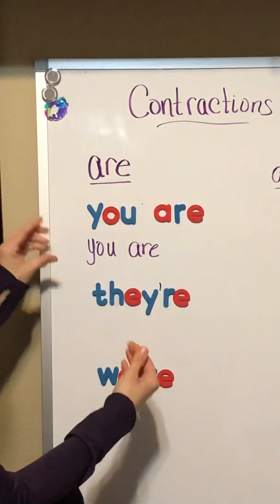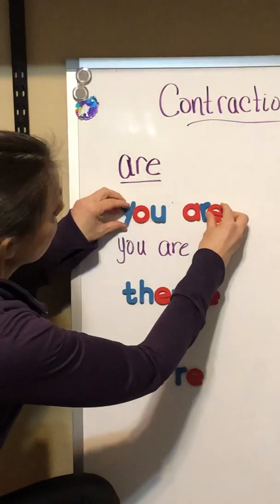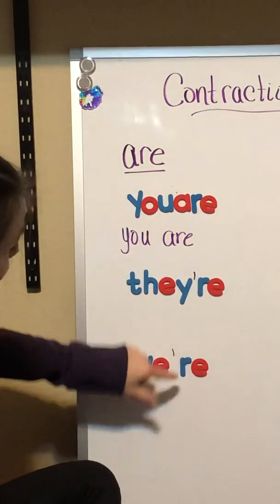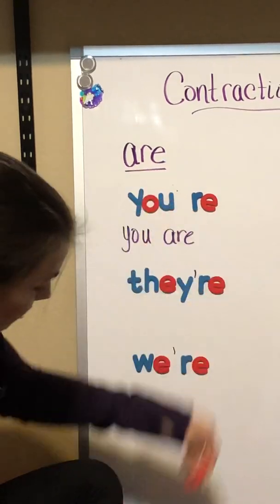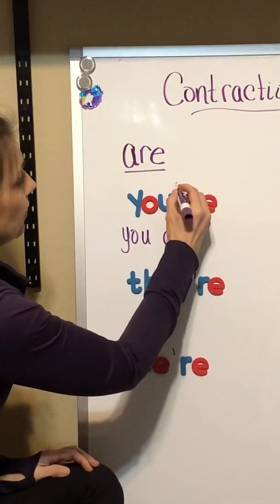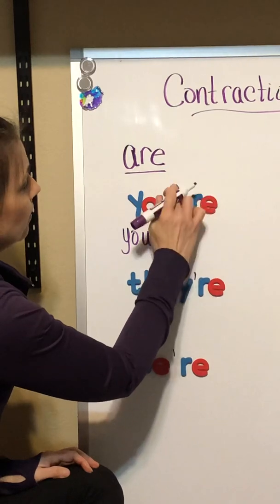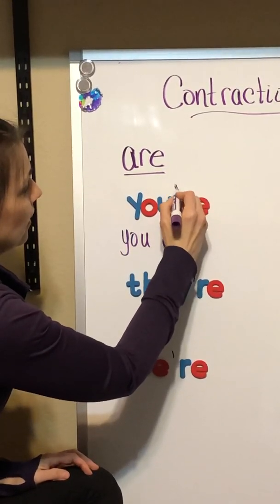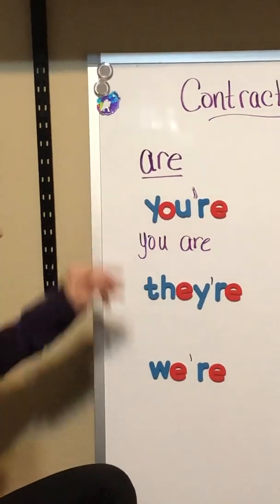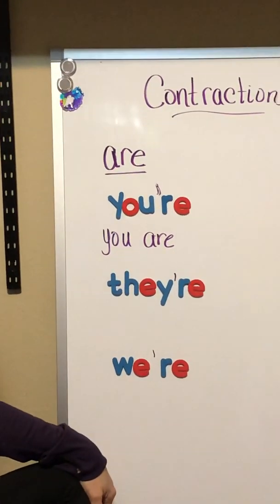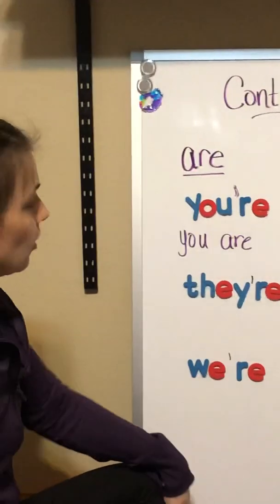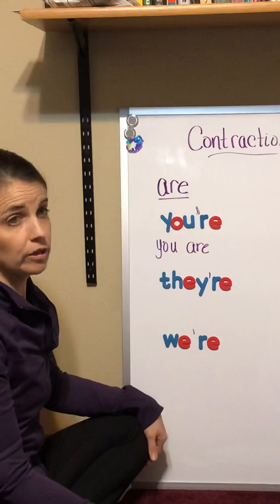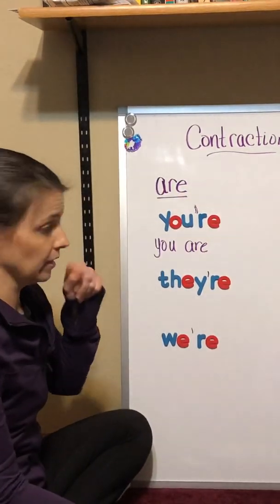And to make the contraction, I want to push the two words together. And if I take my observation from before, I'm going to take away the A and replace it with an apostrophe. And I can even squeeze my R and my E over a little bit. And I have the contraction you're. And we could say, you are going to a movie with Grandma tonight. Or we can say, you're going to a movie with Grandma tonight.